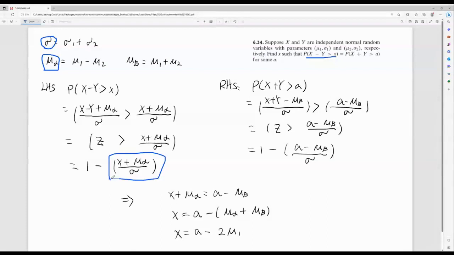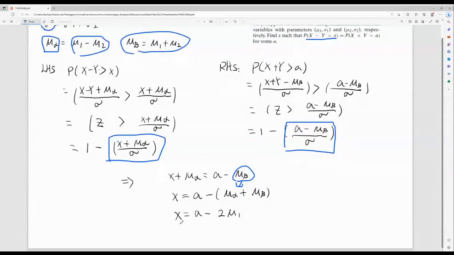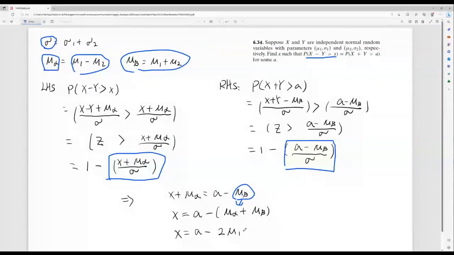And for the right hand side, we do the same thing, but we use mu beta. And as the end, we got this. And we know those two are equal to each other. So we just solve for a. And then we got this. We expand this. We have the sum of those two. And what's left will be 2 mu1. Oh, I see.